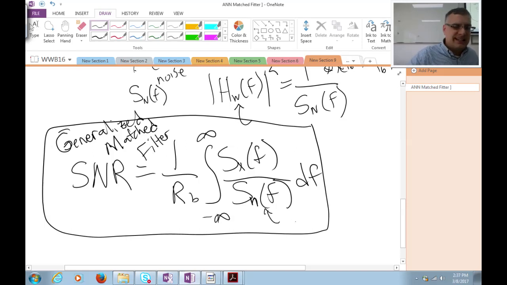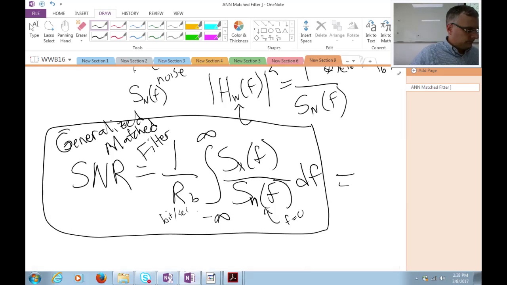Because if my noise frequency has a null down at f equal to 0, that's in the denominator, it's going to cause it to blow up. So unless there's a null in the numerator to counteract that, what is my SNR going to be? This would be bits per second. So yeah, hertz, essentially. So any null in here is basically going to blow this up. If I'm not careful, I can deal with it if I null it out.